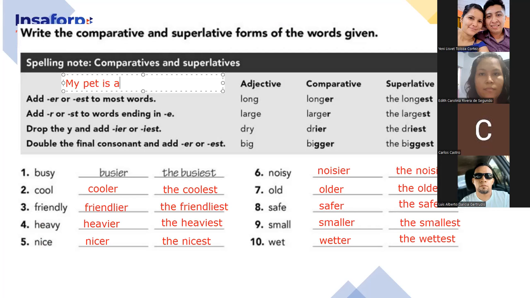Oh, okay, because you are adding, for example, my pet is a nice. Is that correct? That is incorrect. Maybe if you say my pet is nice. Exactly. My pet is nice. Okay. Perfect. Now give me a comparative with nicer. My pet is nicer than the neighbor? Than my neighbor. Than my neighbors.